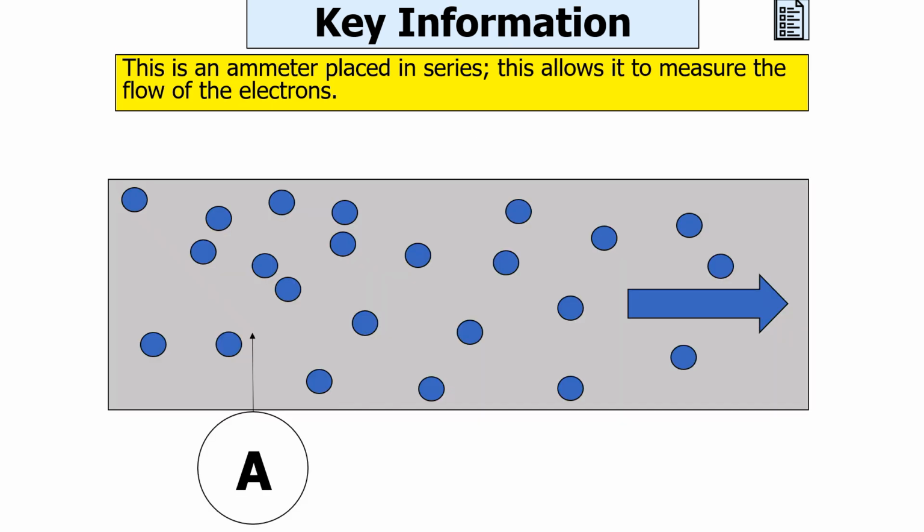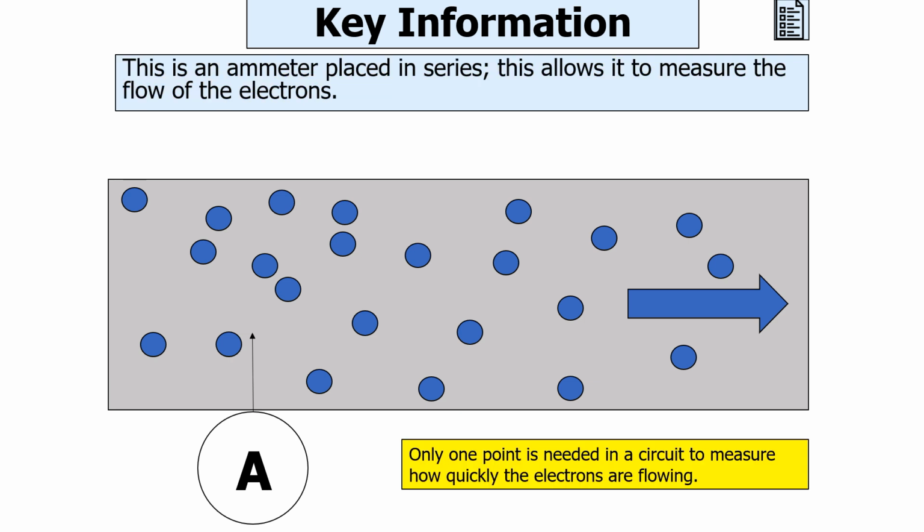This allows it to measure the flow of electrons in the circuit. Only one point is needed in a circuit to measure how quickly the electrons are flowing. This means ammeters can be placed in a series formation. Ammeters have a low resistance, as this doesn't affect the current flow it is measuring.